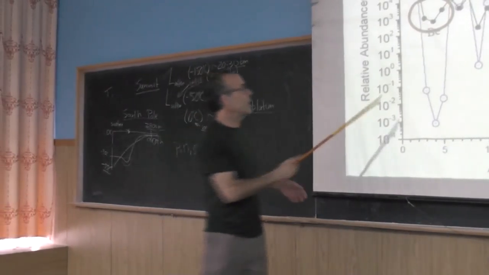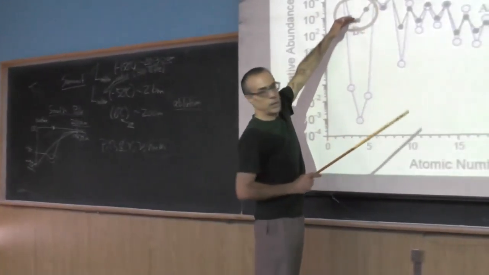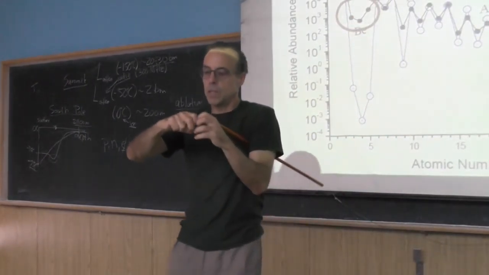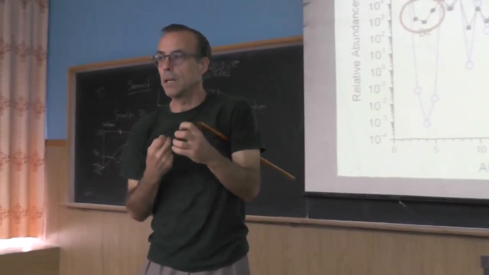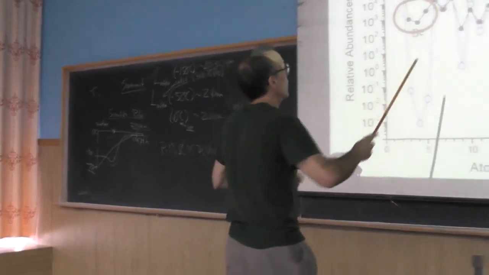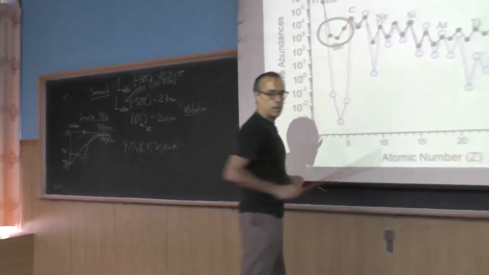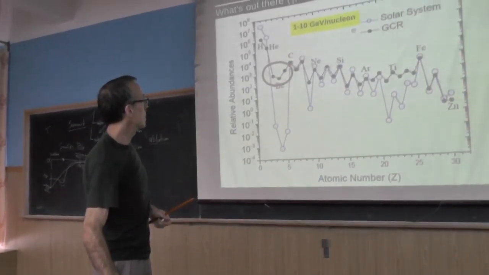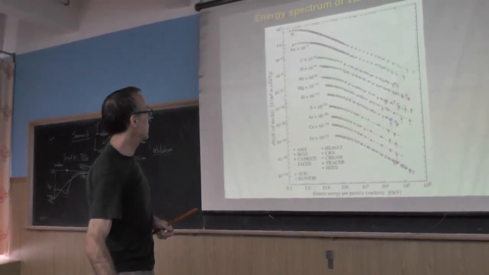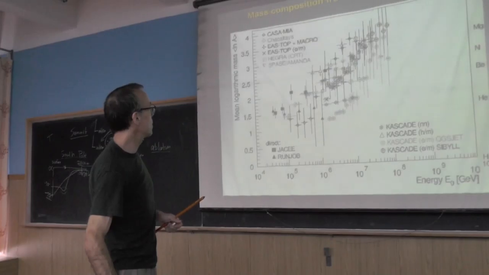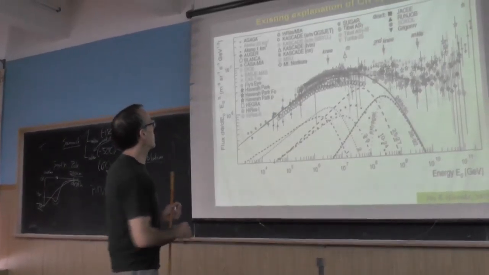So the enhancement, the increase in this yield, is just the result of fragmenting of heavy nuclei along the way. Now, this is in the range between 1 to 10 GeV per nucleus, and there are lots of studies. This is another way of presenting the same data.